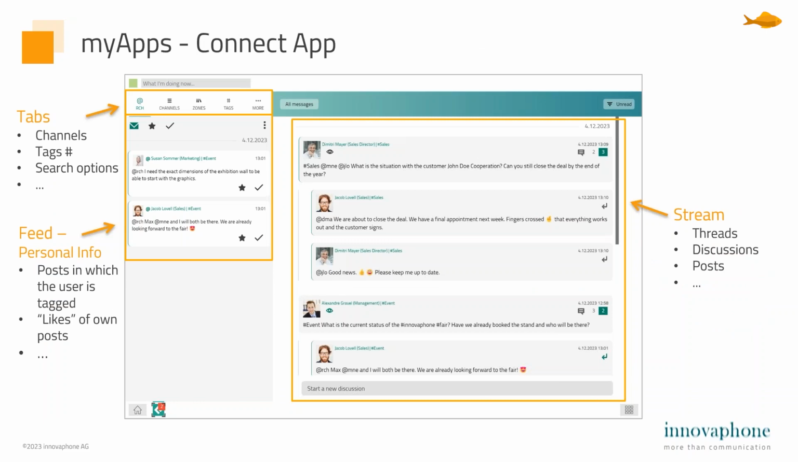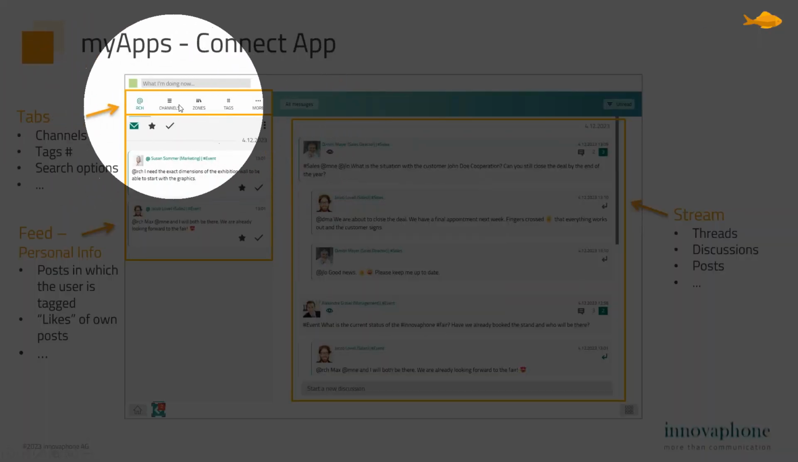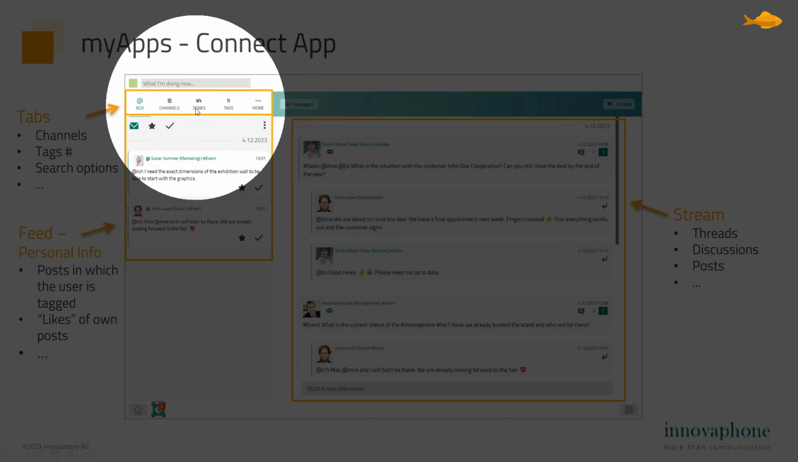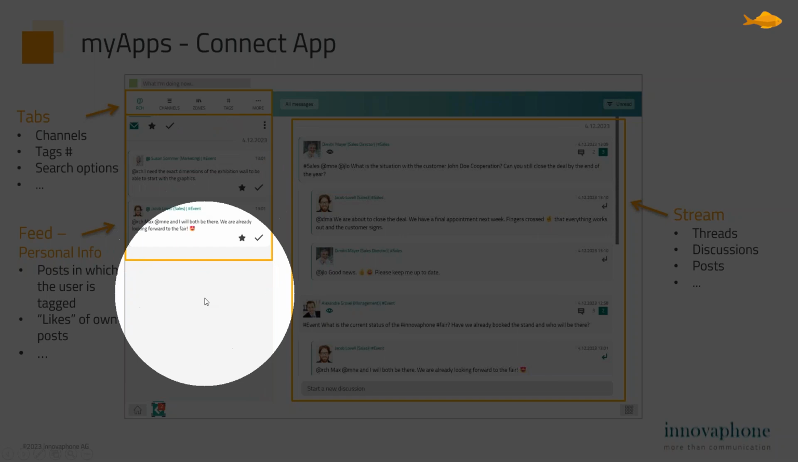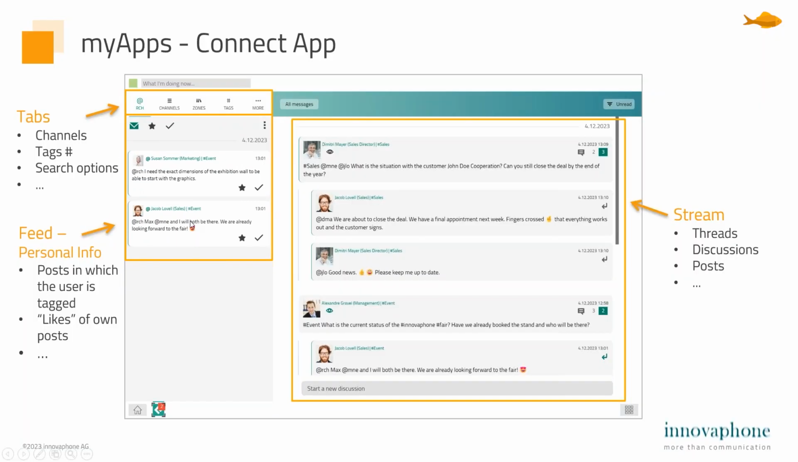How does that look in a live environment? Here you see a screenshot of our Connect app. I want to just point out three major areas here within that Connect app. On the upper left-hand side, you see various tabs called channel, zones, hashtags, where you can follow users, hashtags, and certain channels. And if you adjust those settings, you can have all this information that you specifically follow in your personal feed here on the left side.